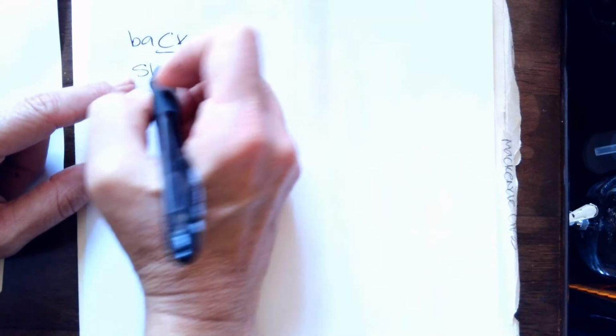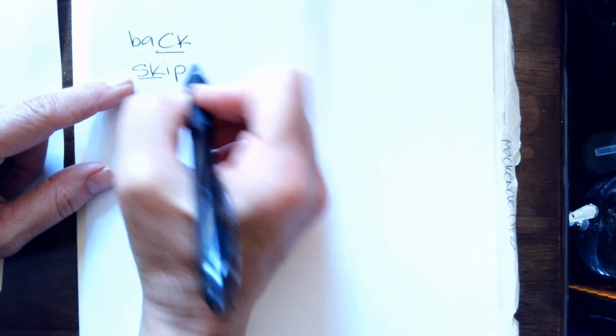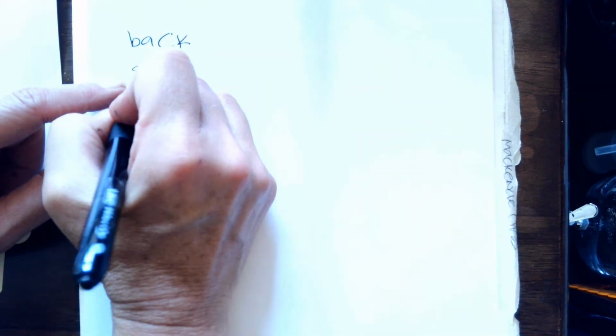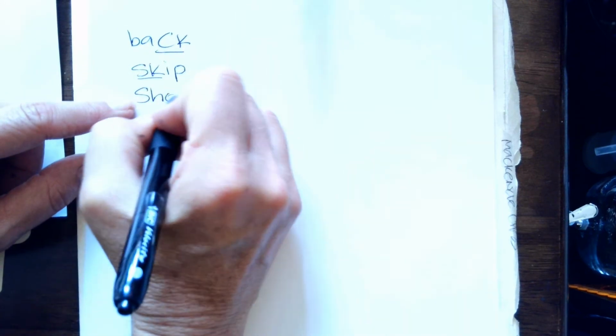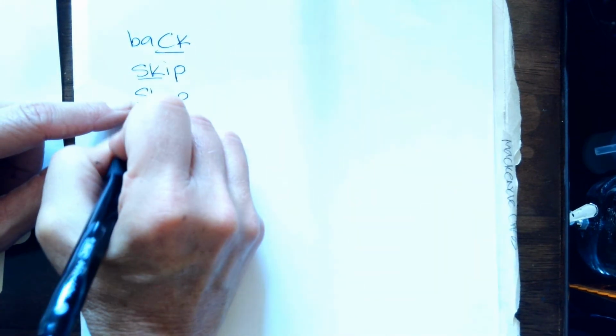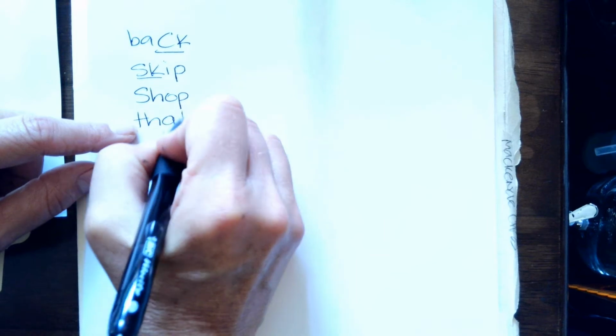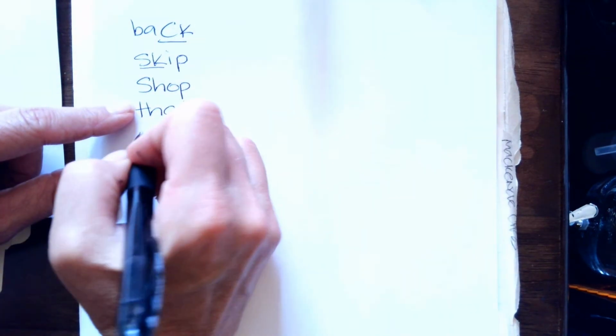Okay, I'm going to go over all the sounds for you. CK makes k like back. SK makes sk like skip. SH makes sh like shop. TH makes th like that.